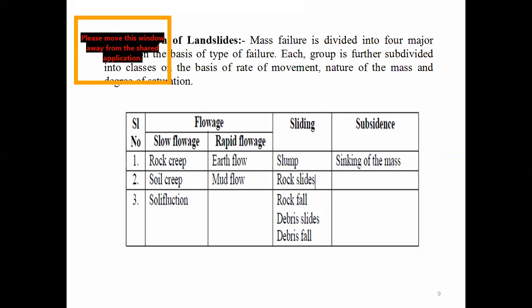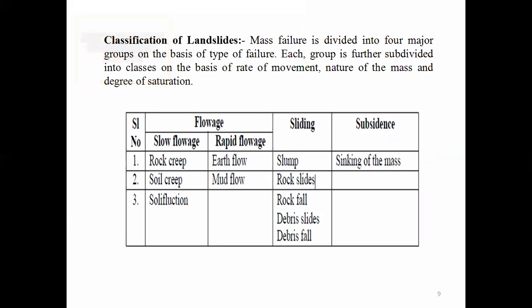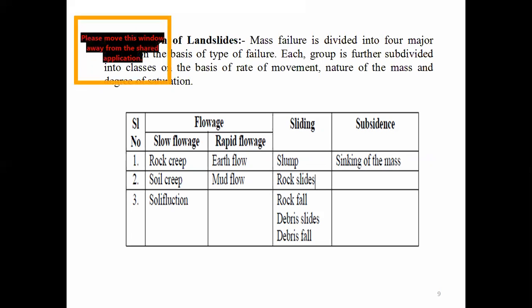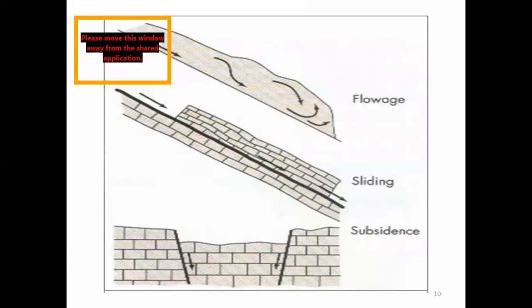Mass failure is divided into four major categories, and each of them is subdivided into different categories. Let us see it over here. In flow, you are going to have slow flow, where you have rock creep, soil creep, and solifluction, and in rapid flow, we have earth flow and mud flow. In the sliding category, we have slump, rock slides, rock fall, debris slides, and debris fall. In subsidence, we have sinking of masses. These all come under that particular category. You see the example of this pictorial representation of flow.